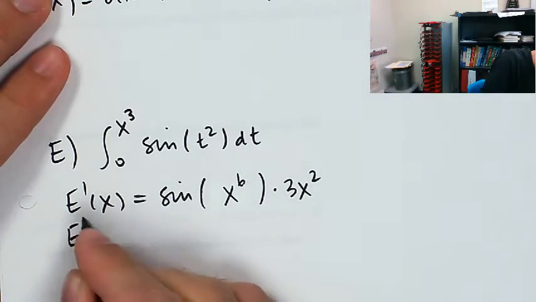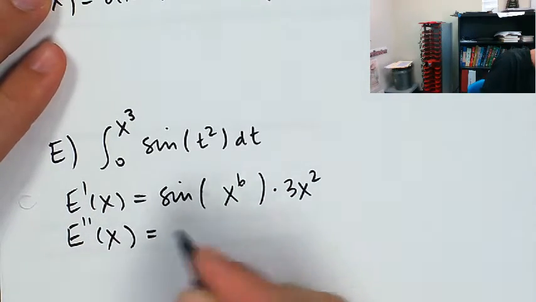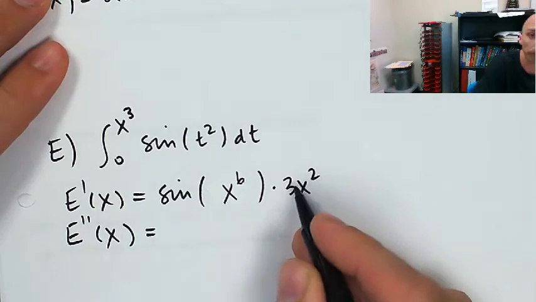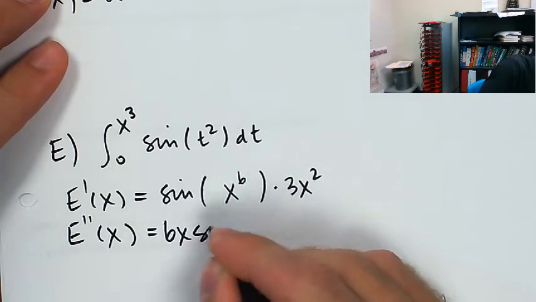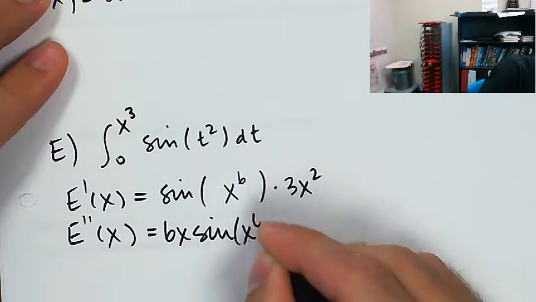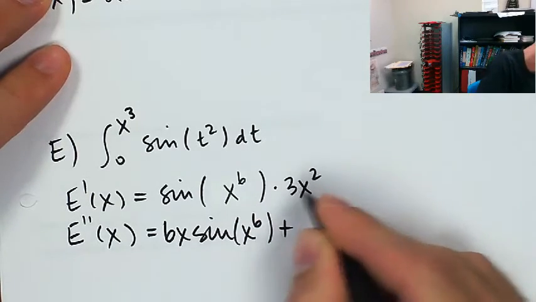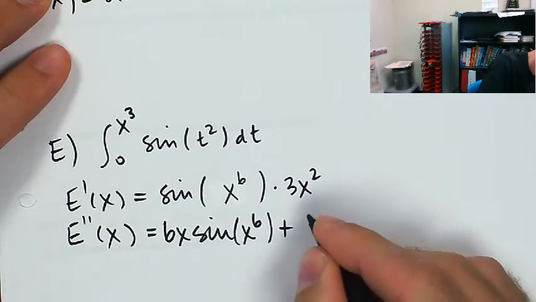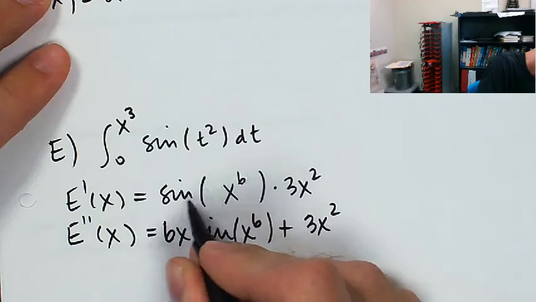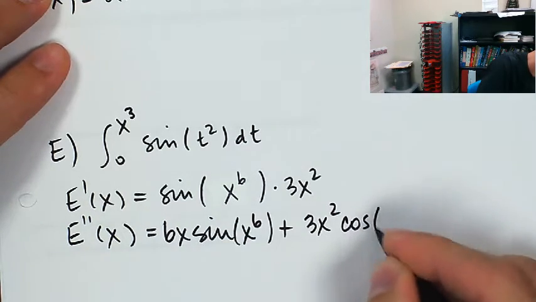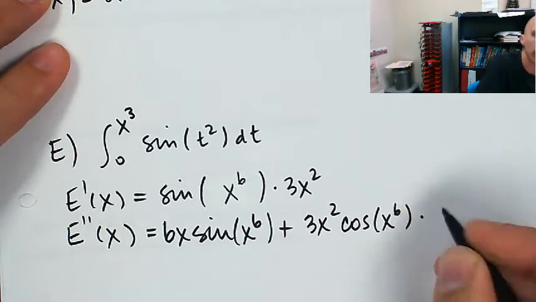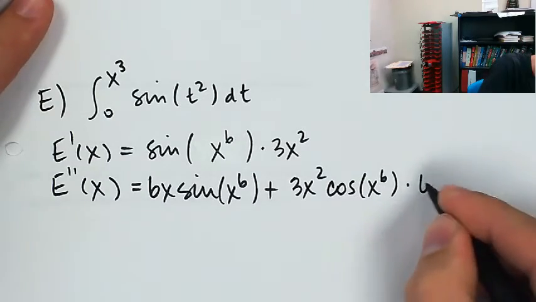So that e double prime is going to be, all right, I'm going to take the derivative of this one first because it looks easiest. I'm going to say that's 6x sine of x to the 6 plus, then I'm going to leave 3x squared the same. Derivative of sine of x to the 6 is going to be cosine of x to the 6 times 6x to the 5th for the chain rule.